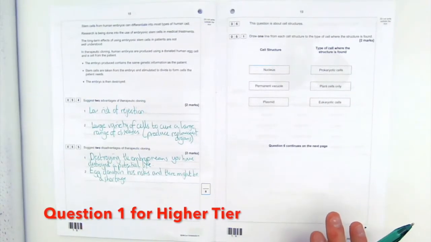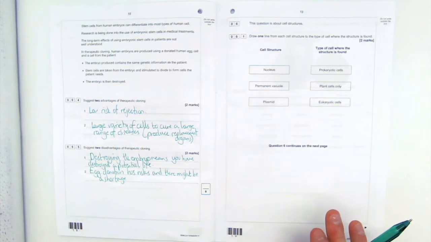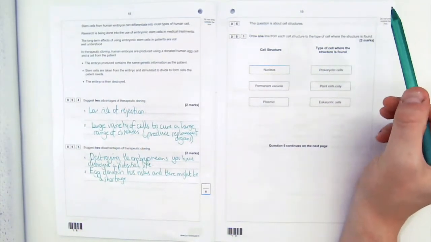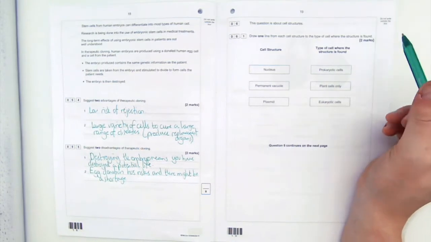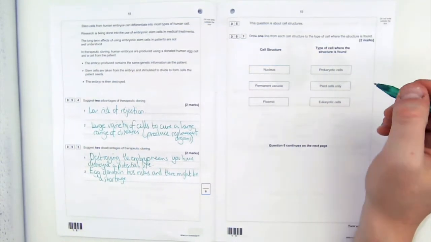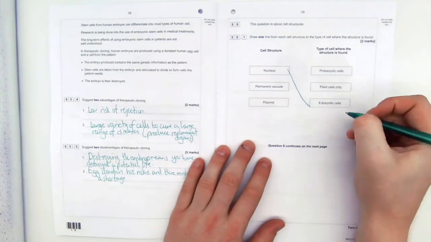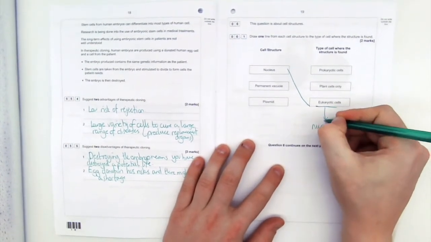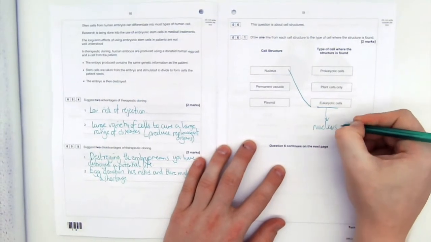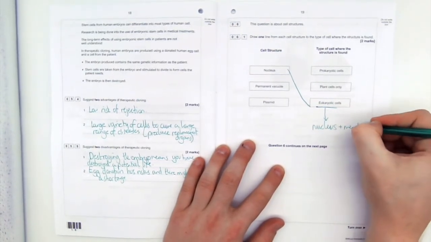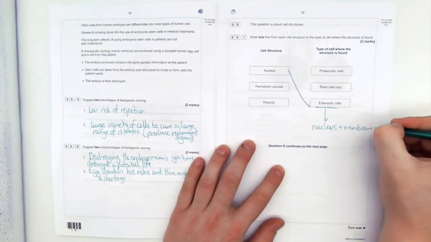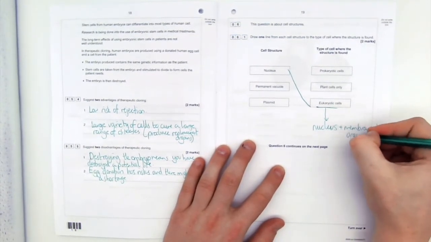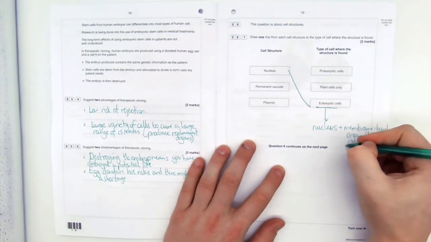So moving on to question 6 then. It says cell structures, draw one line from each cell structure to the type of cell where the structure is found. Okay, so nucleus is eukaryotic cells. Eukaryotic cells have nuclei, and what we call membrane-bound organelles. Now, that's a fancy word, but nucleus is a membrane-bound organelle, but that basically means mitochondria.